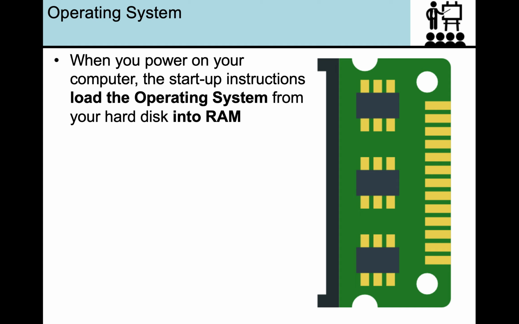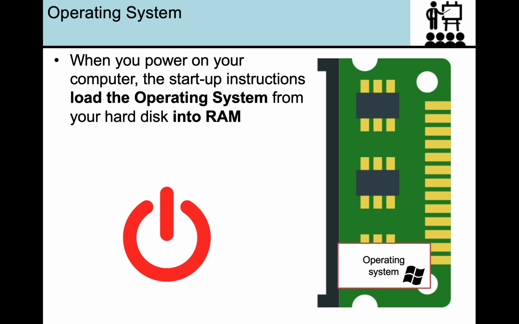So what's the first thing that's loaded into your computer? Well, when you power on your computer, the startup instructions load the operating system into RAM.